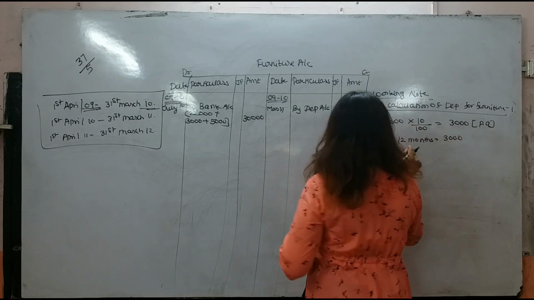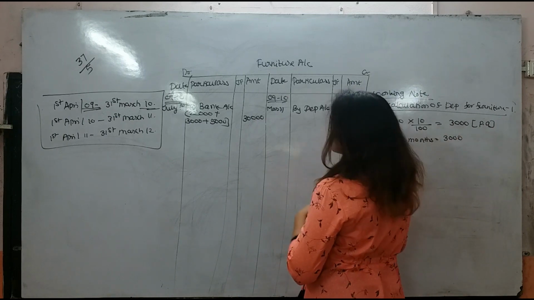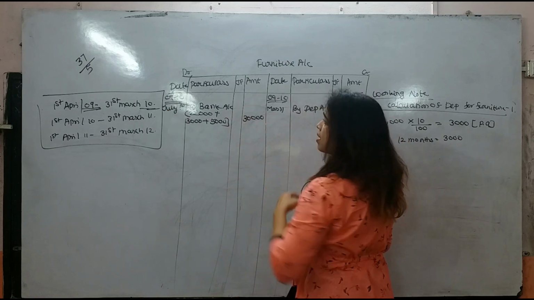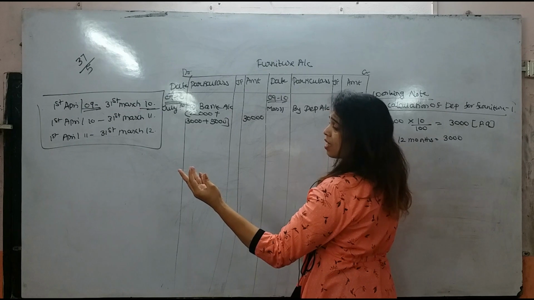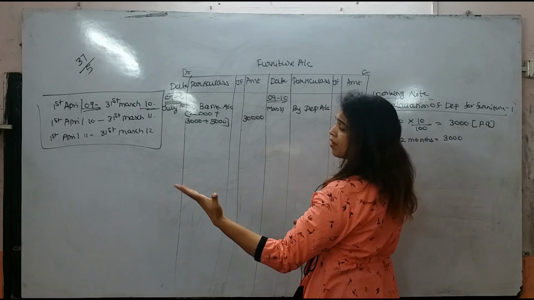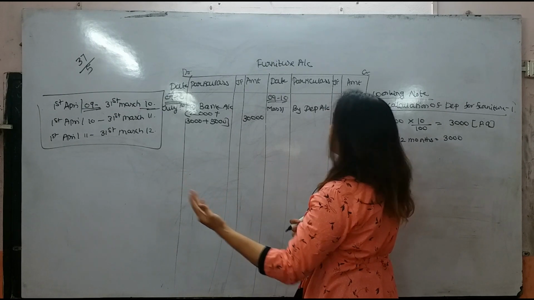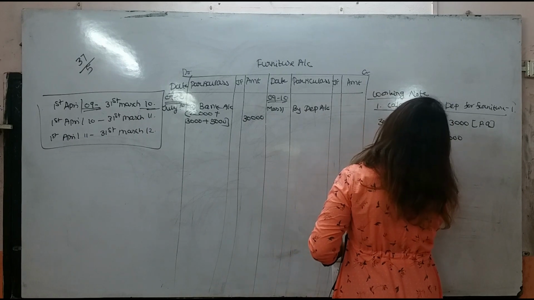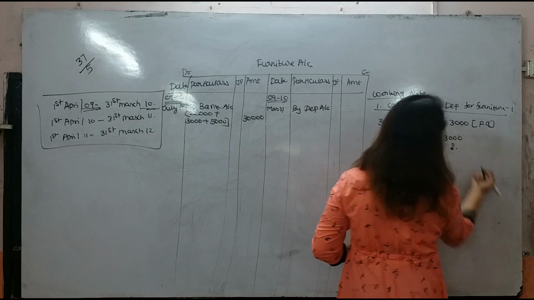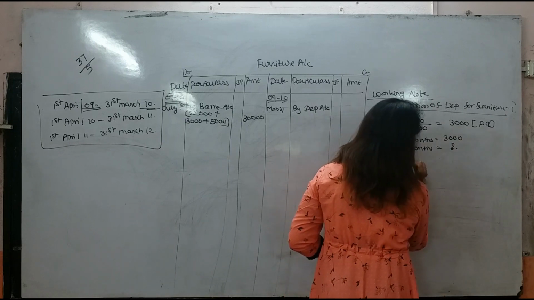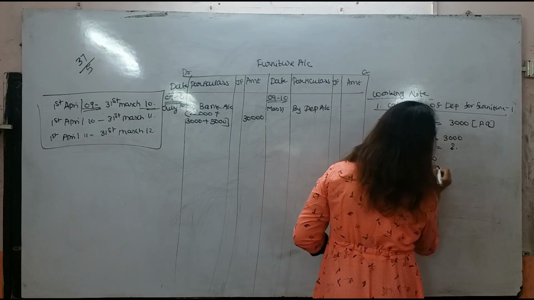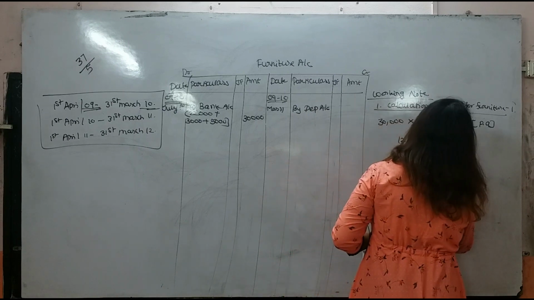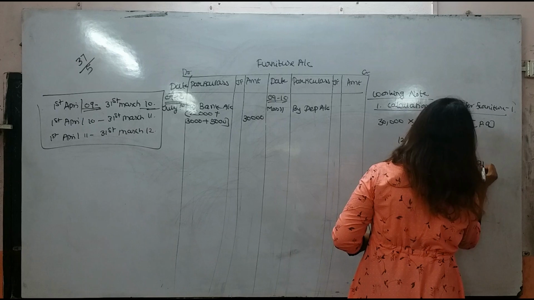But are we using the asset for 12 months? No, we have purchased the asset in the month of July. July to March, how many months? July, August, September, October, November, December, Jan, Feb and March. We are using the asset only for 9 months. So we are going to charge depreciation only for 9 months. So 9 into 3,000 divided by 12, you will get the amount 2,250.